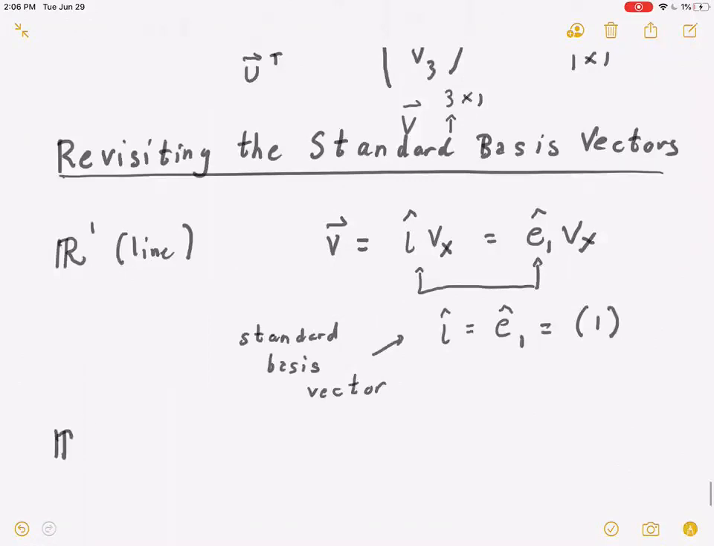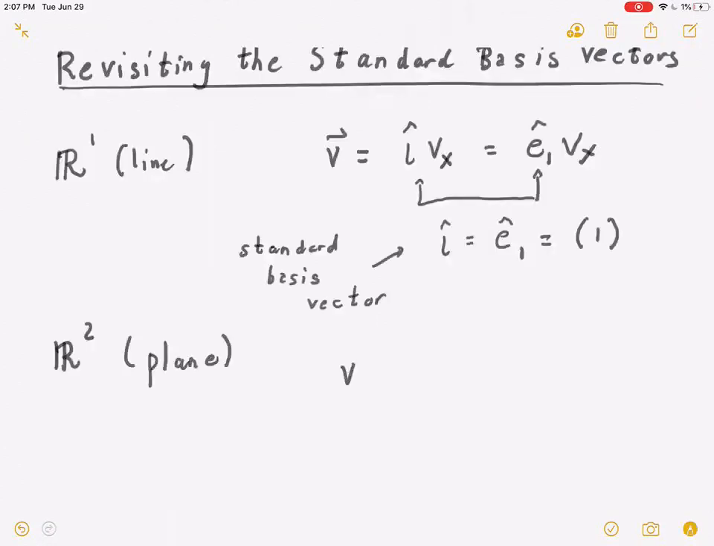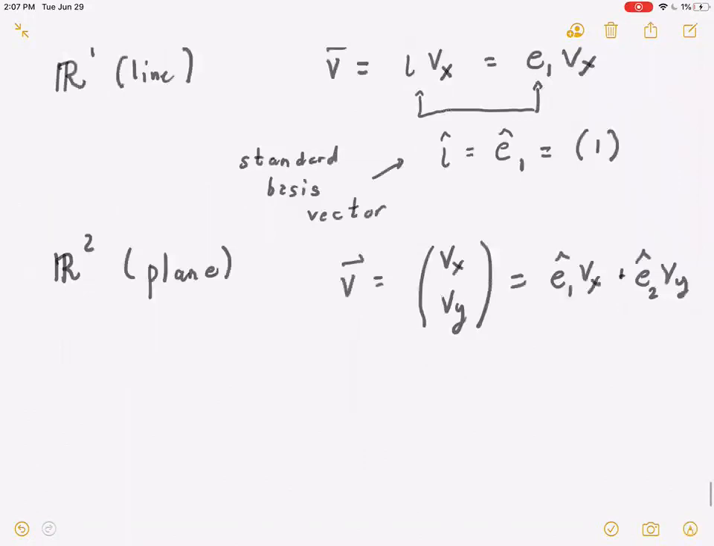Now in the plane, the set of points in the plane is described by R superscript 2. So here you could write the vector one of two ways. You could write it in column representation, or you can recognize that you can generate it from a basis. E hat 1 times V sub x plus E hat 2 times V sub y. And again, I'll just say this now, but I'm not going to repeat it. These are the same things. These basis vectors are the same thing as I hat and J hat. They're unit vectors.